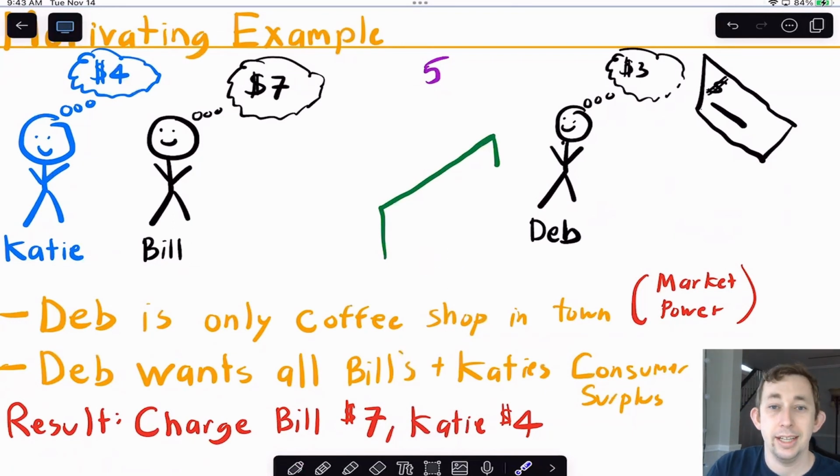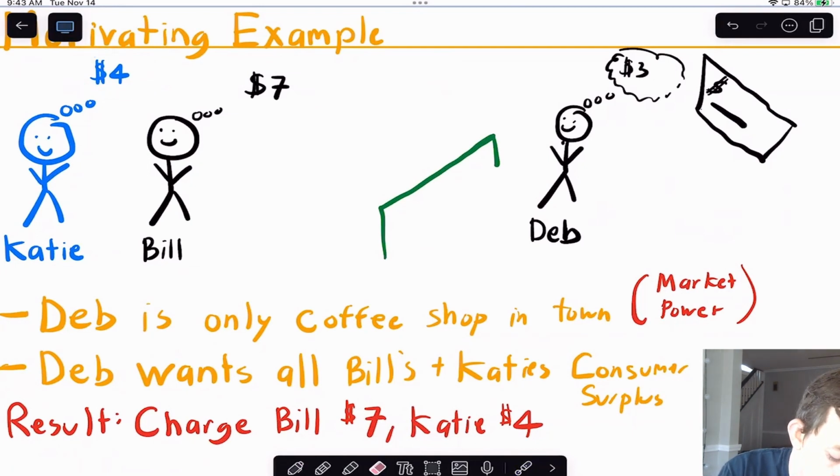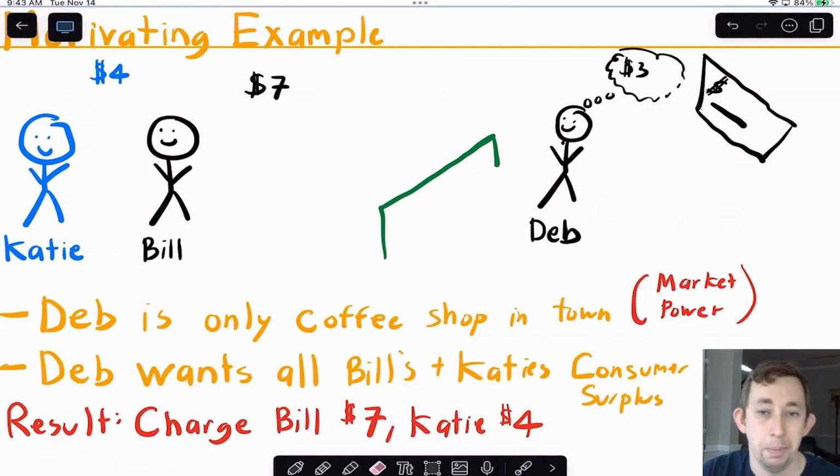But now we're going to say that Deb is the only coffee shop in town. So Deb has market power, she's a monopoly. And further, these little thought bubbles around Bill and Katie are no longer going to be thought bubbles. They are going to be known to Deb. So Deb knows exactly how much Bill and Katie are each willing to pay. So what can Deb do if she's allowed to use price discrimination?